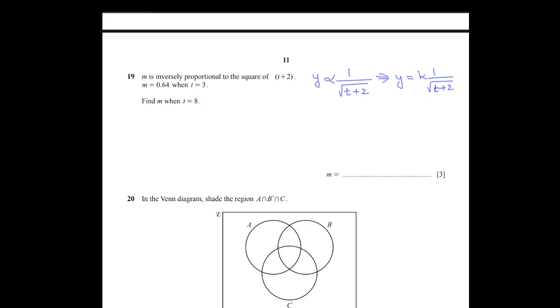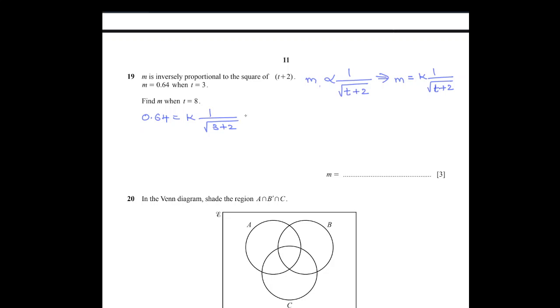Now, oh sorry, it's m. It's not y, it's m. Okay, m. Now they have given here that m is 0.64 and t is equal to 3. So substitute the values. 0.64 is equal to k into 1 by root of 3 plus 2.